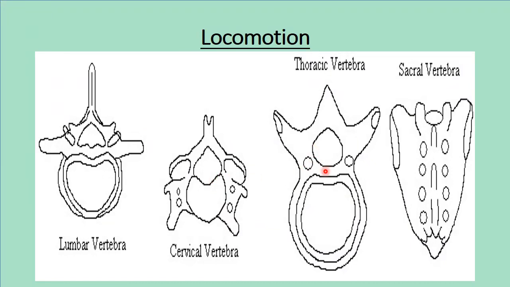Then after that we have this thoracic vertebrae. The thoracic vertebrae is the one found on the chest. Then after that we have the sacral vertebrae, which looks like a pant, as you can see, and it is of course found near the hip region here. So these are the shapes and the names.